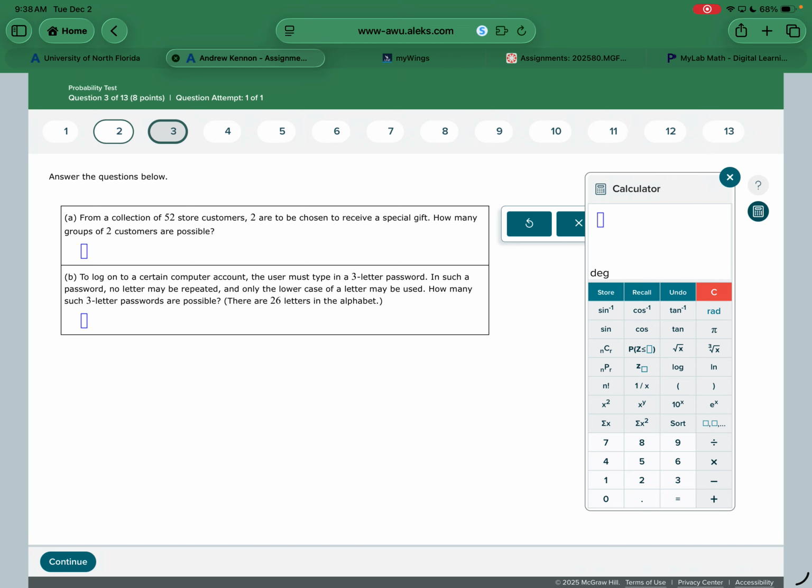So from a collection of 52 store customers, 2 are to be chosen to receive a special gift. How many groups of 2 customers are possible? The order does not matter. They're getting the same gift, so it doesn't matter if you become the first one or the second one. So we're going to do combination. There are 52, combination 2.